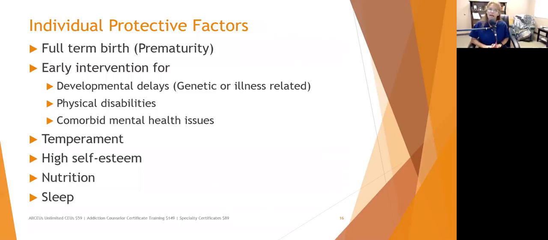Temperament. Everybody has different preferences for the types of environment they like to be in. If people are aware of their temperament, then they can put themselves in environments that are in line with what they prefer. For example, extroverts tend to like to be around a lot of people. They draw energy from other people, whereas introverts don't.